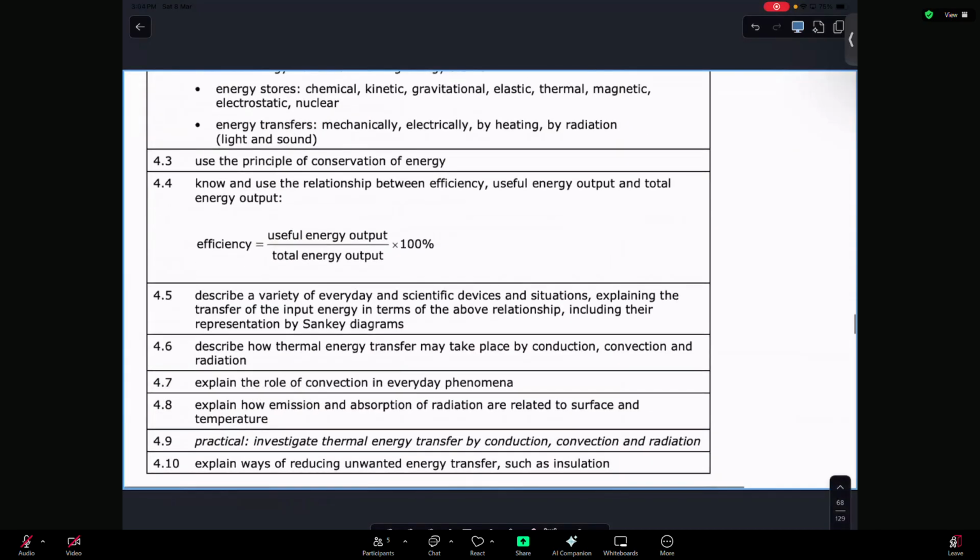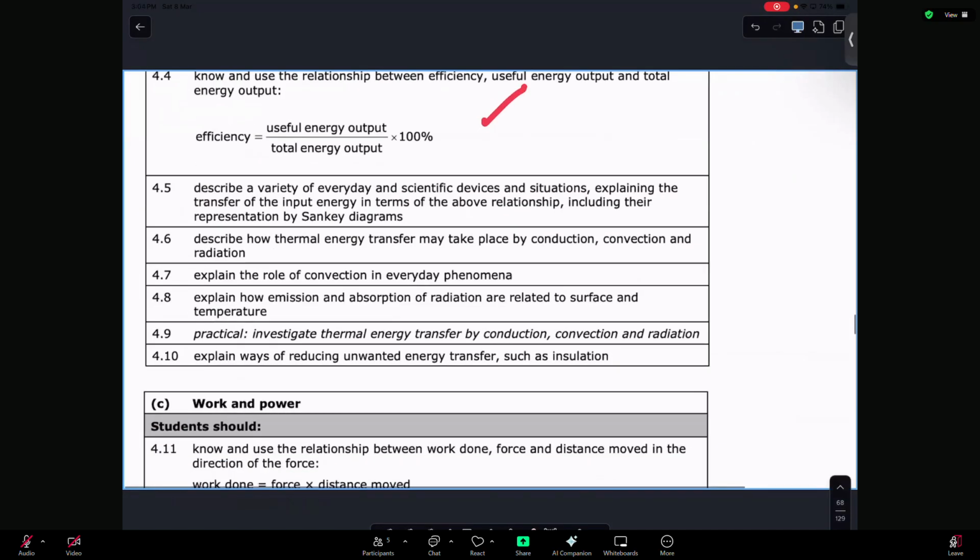Then you need to understand the principle of conservation of energy. The syllabus translates to how GPE gets converted to KE and vice versa. Basically that idea. Then you have efficiency, Sankey diagram.